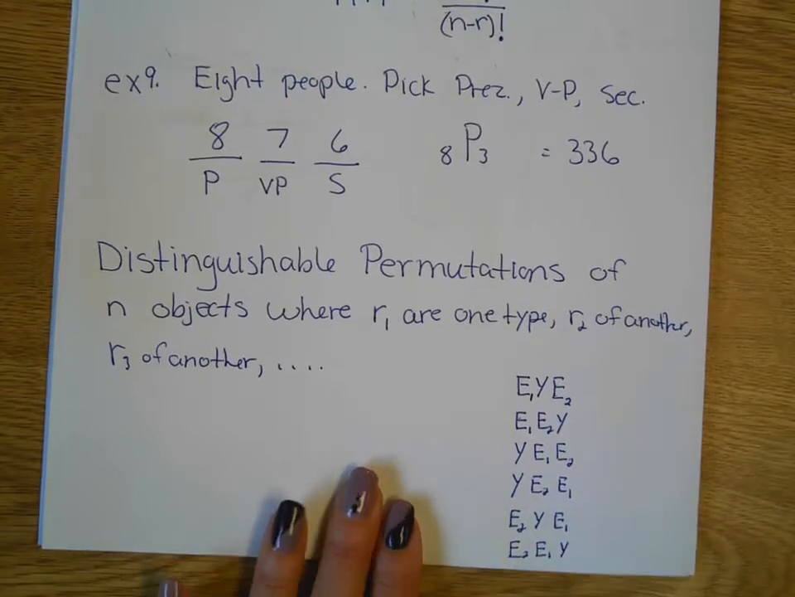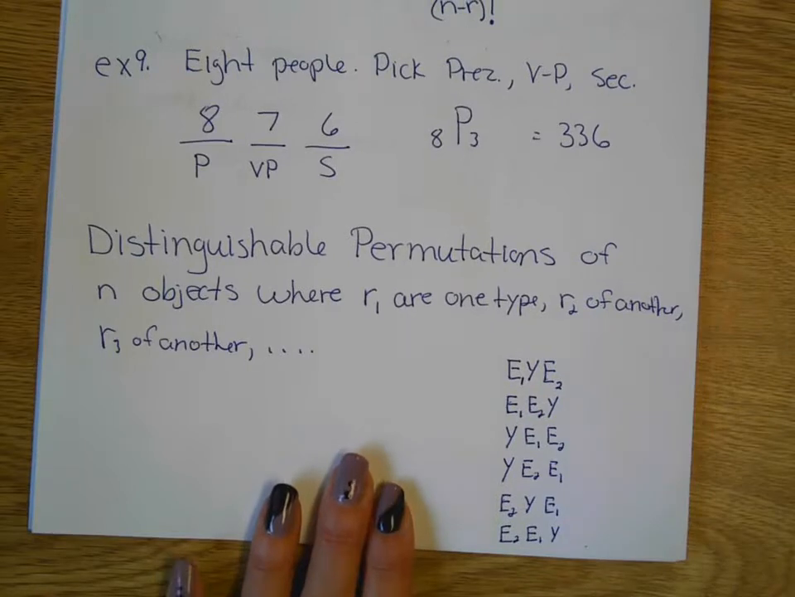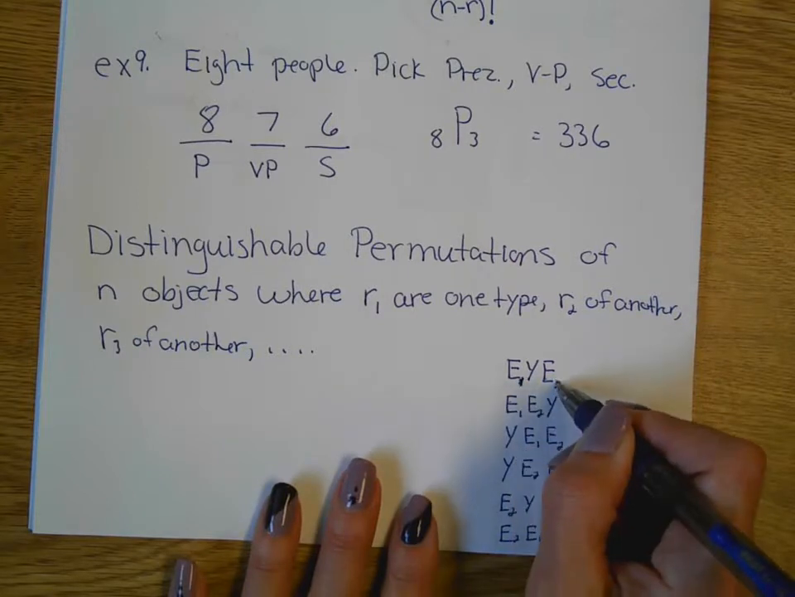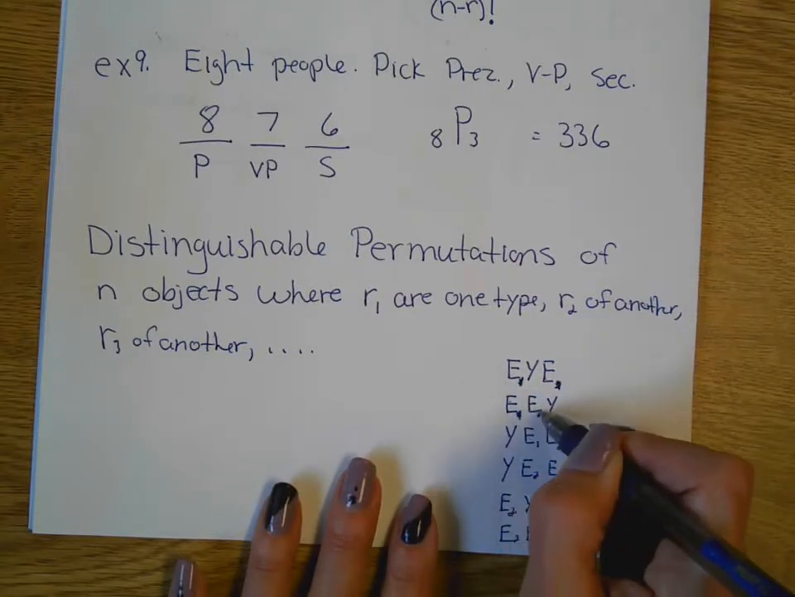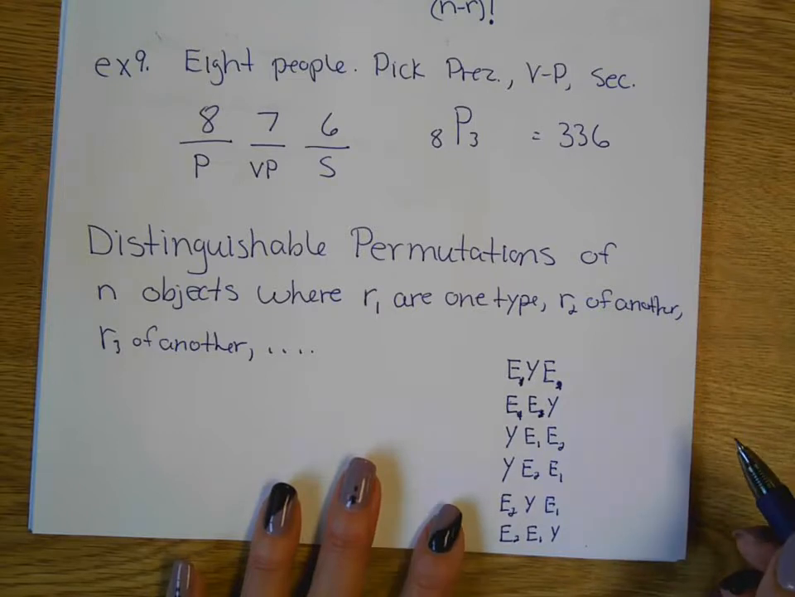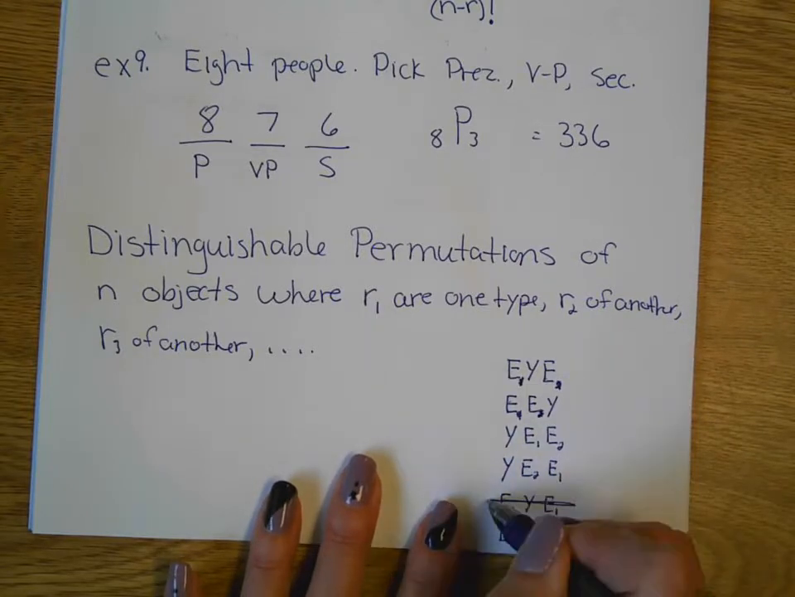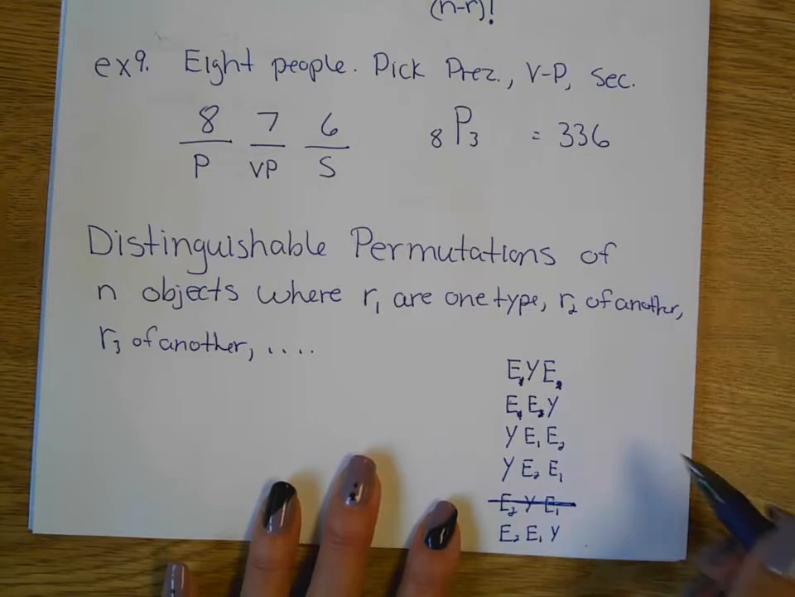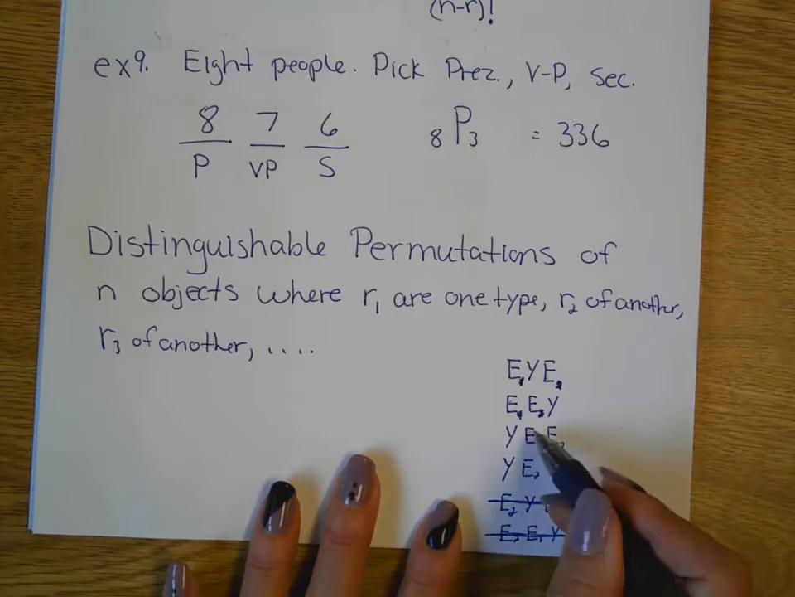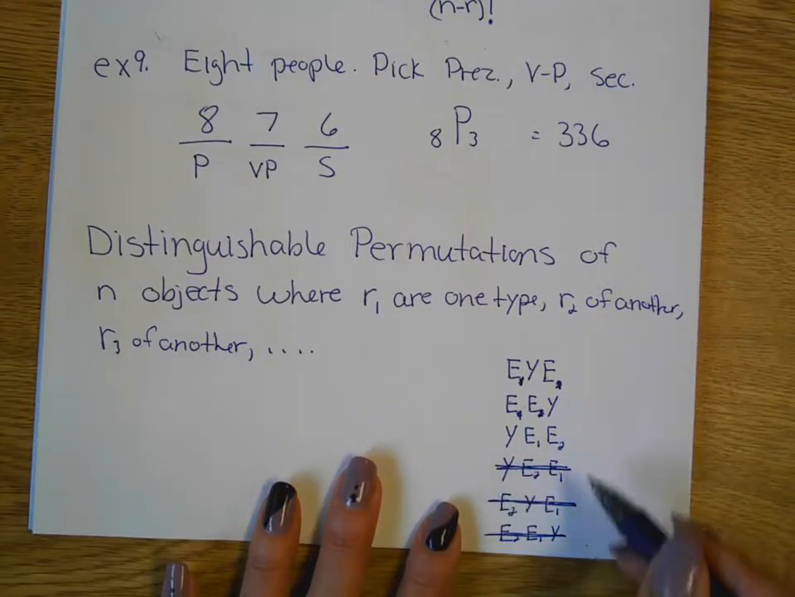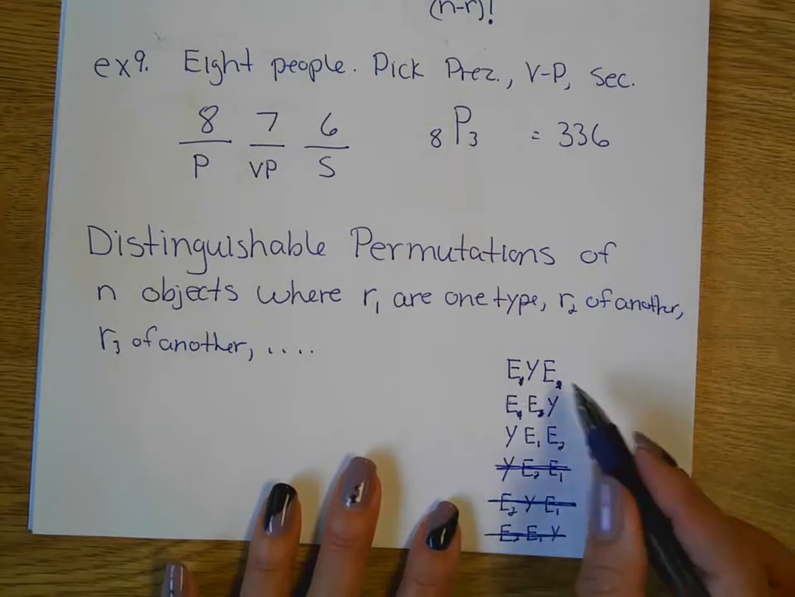Now if we were to get rid of the 1s and 2s, how many distinguishable arrangements are there? Do I have any repeated words? Yes. E, E, Y repeats here and here, so I'll get rid of that one. E, E, Y is here, so I'll get rid of this one. And I got 2 E, E, Y's. So out of the 6 arrangements, only 3 of them are distinguishable.